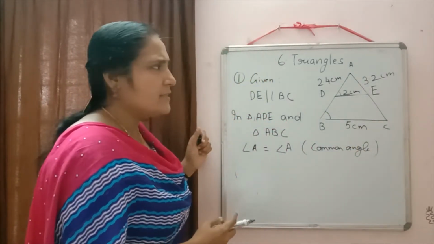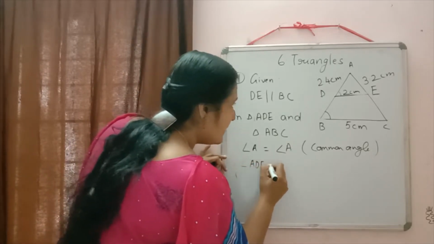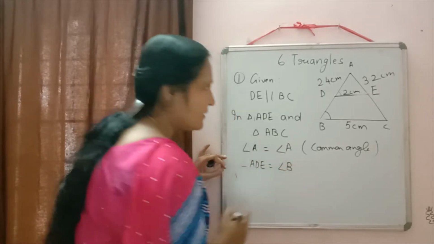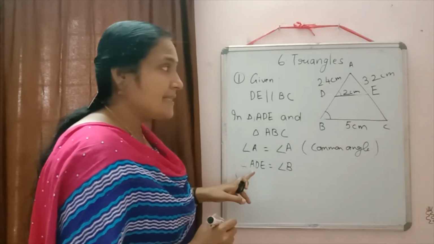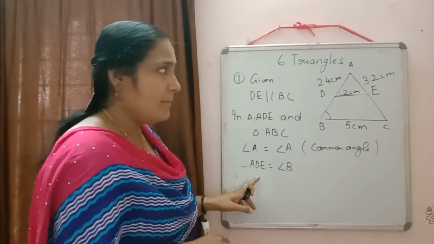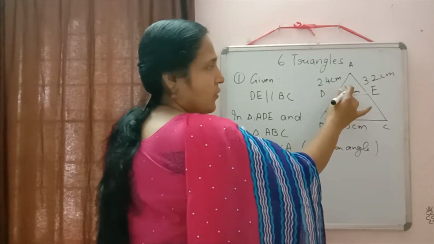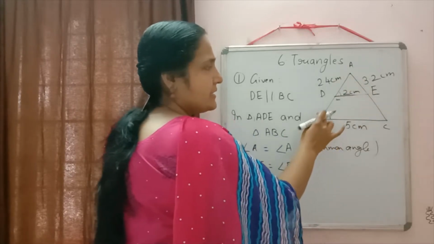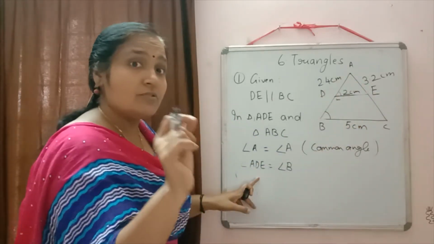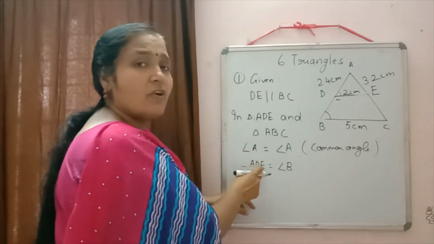Only two equal angles we need. So at present I am writing angle ADE is equal to angle B. Now when I wrote this angle, I wrote the complete name. Why did I write the complete name? Here, at the point D, we are getting two angles. One is angle ADE, the other one is angle BDE. To specify which angle I am writing, that's why I wrote the full name here.